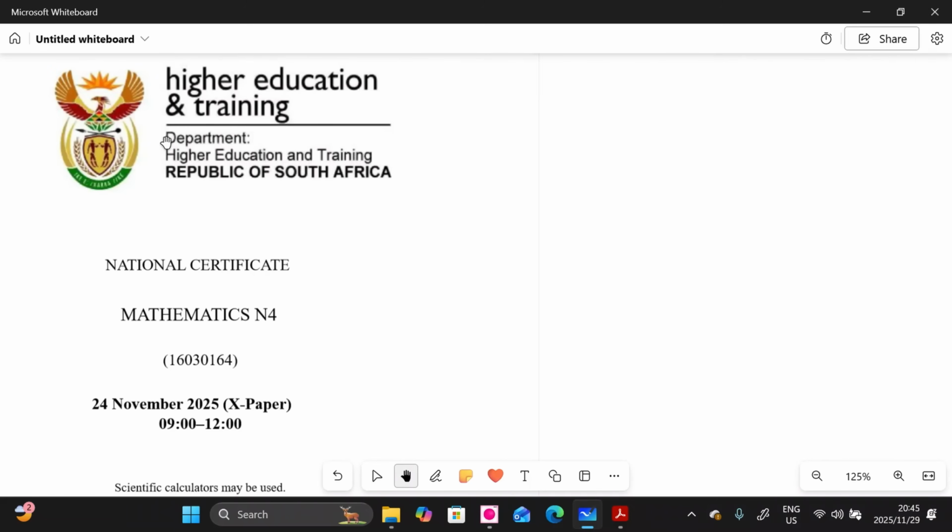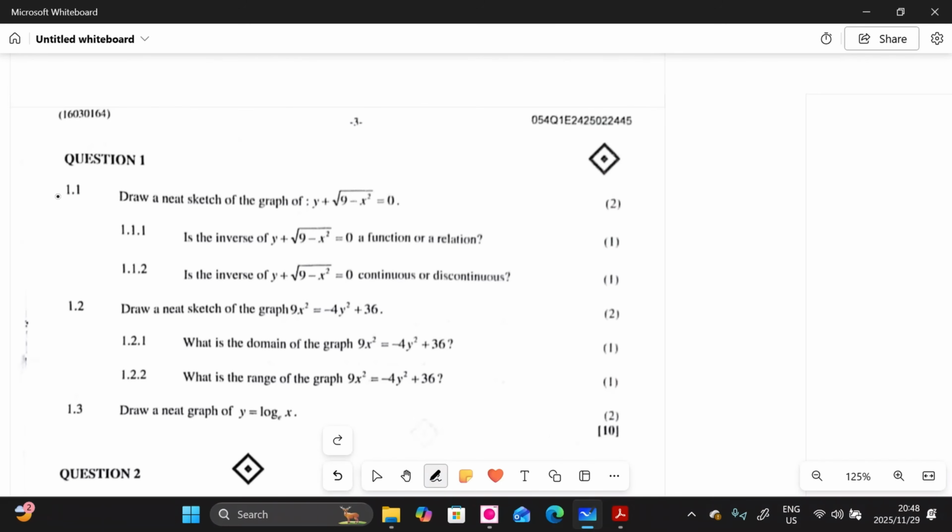So let's go to question 1 and let's do this question paper. Here's our question 1. As you can see, question 1 has 3 questions, which are 1.1, 1.2, and 1.3. These questions have their own sub questions underneath them. Question 1 is actually graphs and functions. So we're going to start with 1.1, and I'm going to create space and then we do 1.1.